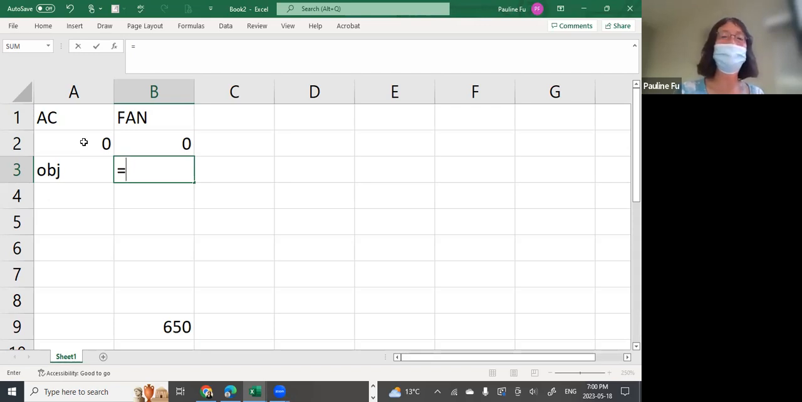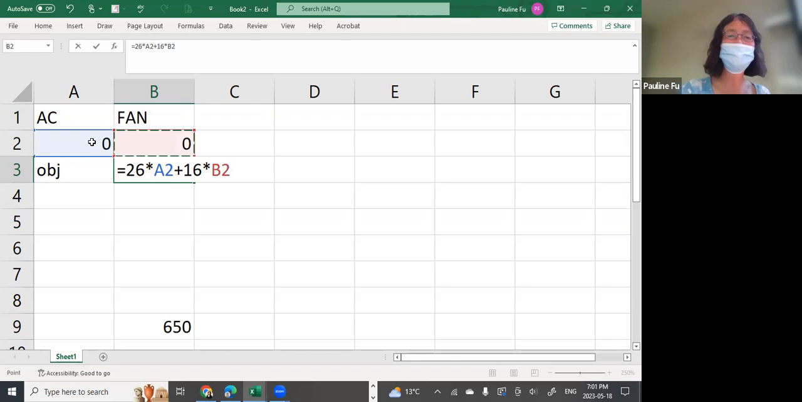So our objective is to maximize profit. Remember when you sell an air conditioner, you get $26. One unit, you get 26. Now, how many units do I have? I have A2. The number in A2 represents the number of air conditioners. It is like our x. Is that clear? So 26x. Then plus, when you sell a fan, you get $16. $16 times the number of fans, the number of fans in cell B2.